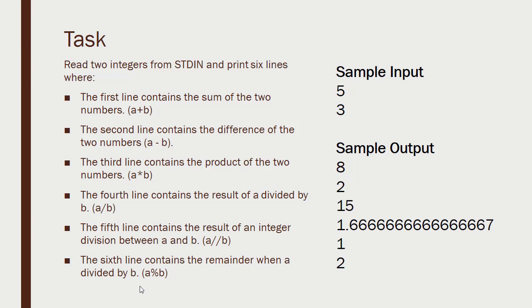Next is the modulo operator. We have already discussed this operator in our last video. The result of this operator is the remainder when we divide a by b. If we do integer division of a and b, then multiply the result with b, and then subtract the result from a, we get the same result as the modulo operator. So I think all these 6 operations are very clear, so we will start coding now.